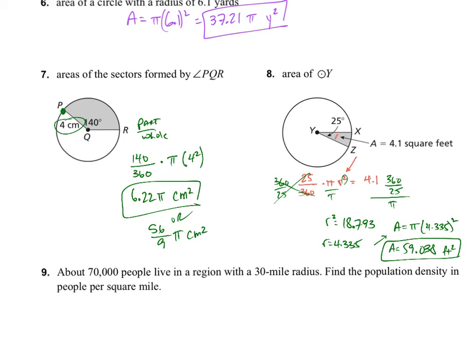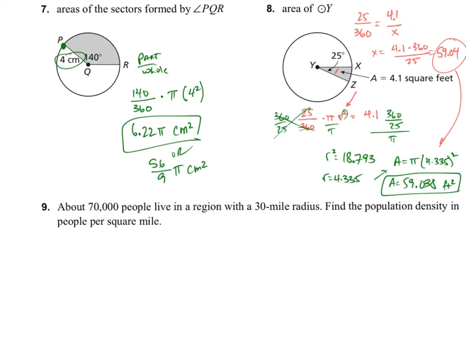If 25 is the part over the whole, we could say 4.1 is the part over the whole, and just set up a simple ratio. So x would be 4.1 times the 360, cross multiply, divided by the 25. So it's just simple cross multiplying, and that will give me 59.04, same answer as down there. All right, so let's move on to the last one here, number 9.